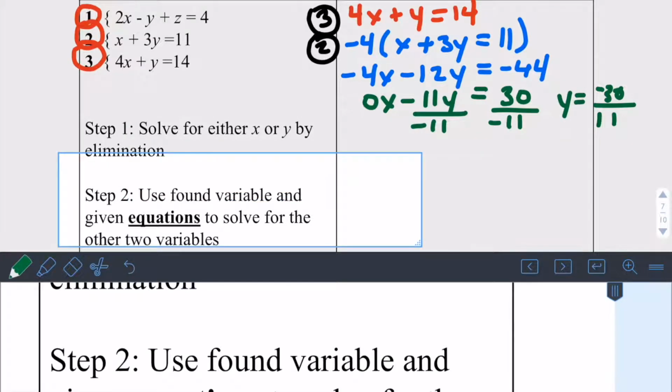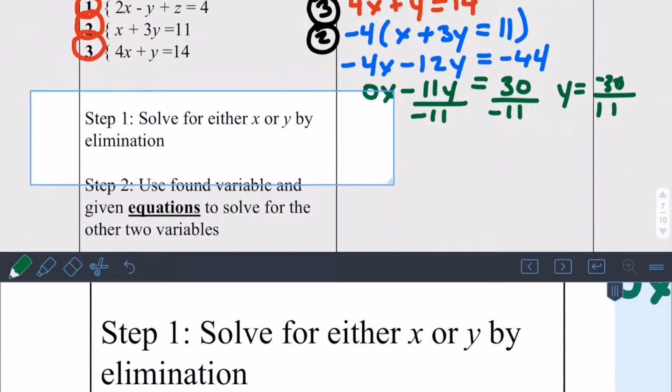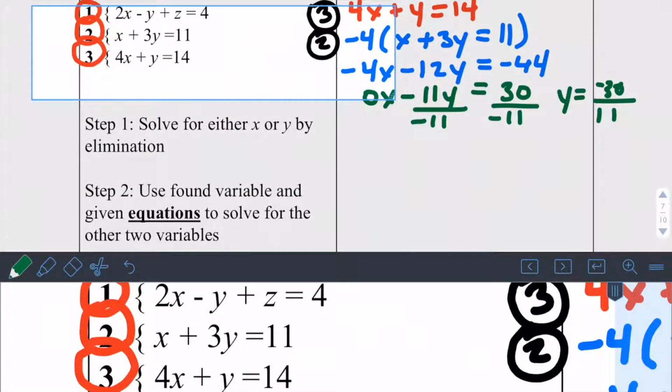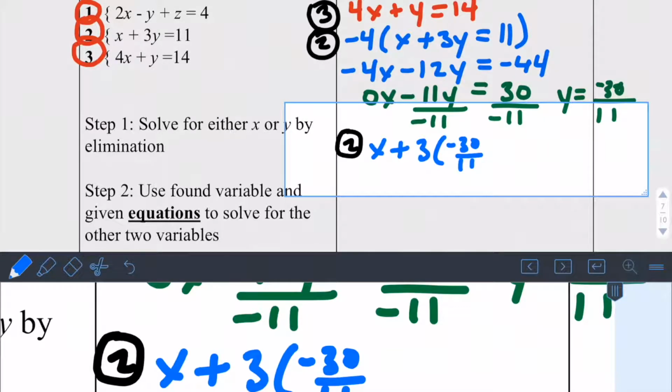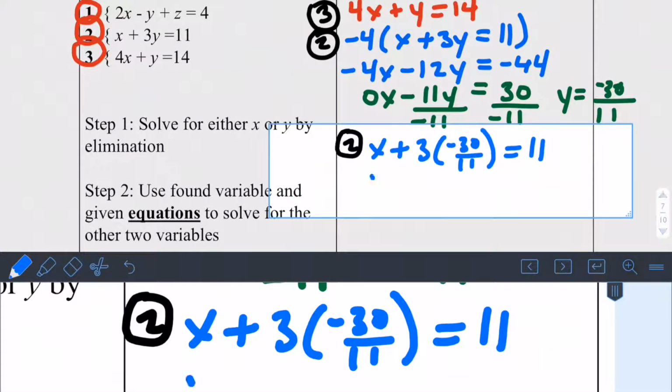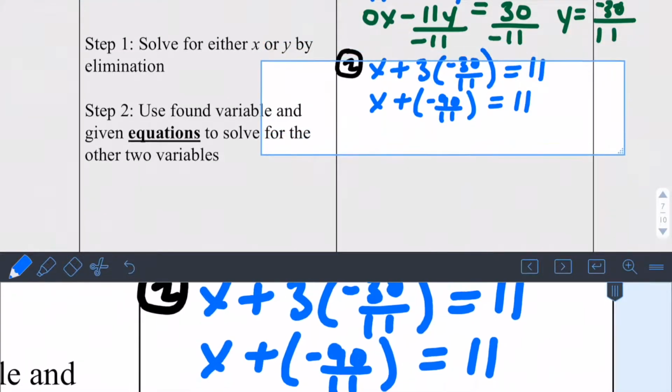So now that I have found one of my variables, I'm going to plug that back in up here to, let's go back to equation 2, x plus 3 times negative 30 over 11 is equal to 11. Now we're going to solve for our x variable. So this is going to be x plus negative 90 over 11 equals 11. And you can use your calculator to do a lot of this fraction work.